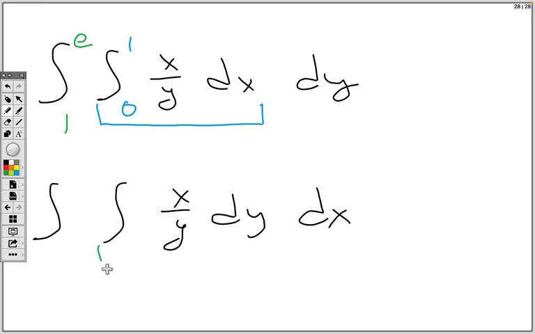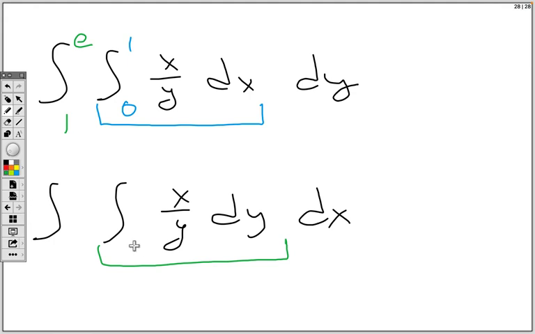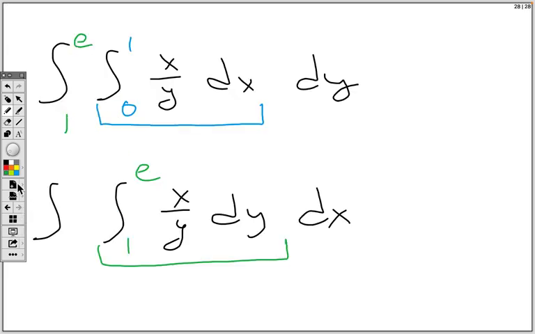If I turn my head sideways and look at what's going on, I would be fixing an x and seeing what the y would run between. So if I fixed an x, the y would still go from 1 to e because it's a rectangle. And then the x would come in and sweep from 0 to 1 to fill out that rectangle. Right.